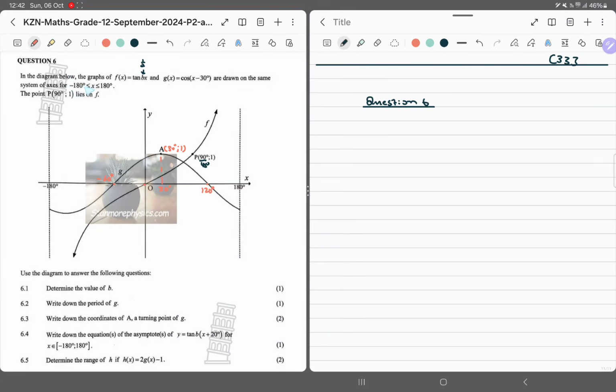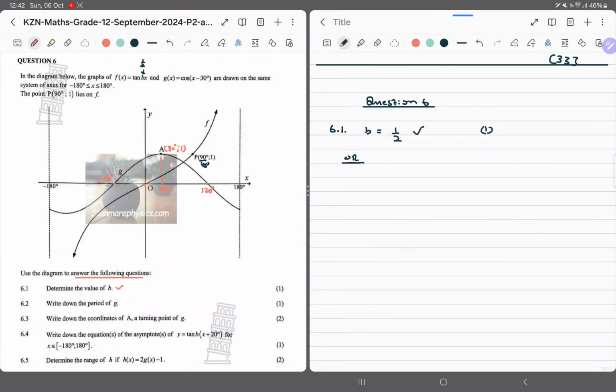So now we're given the domain -180 to 180 and that point P, that's it. Now we're told to answer the following questions. Determine the value of B. Remember, by any means necessary. 6.1, we know that B is a half, okay? 1 mark.